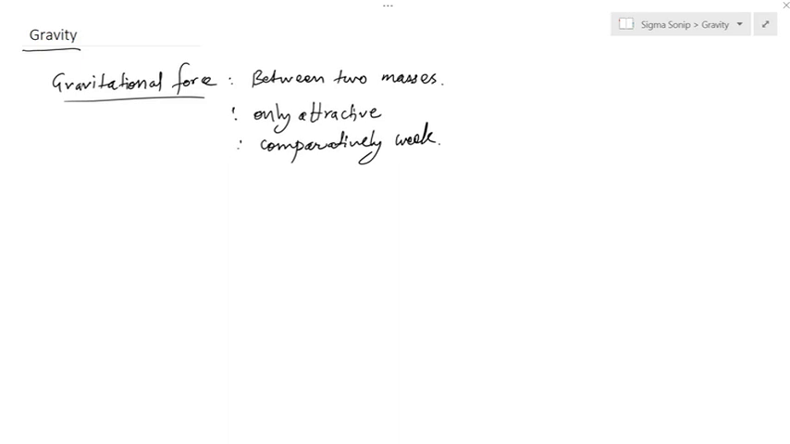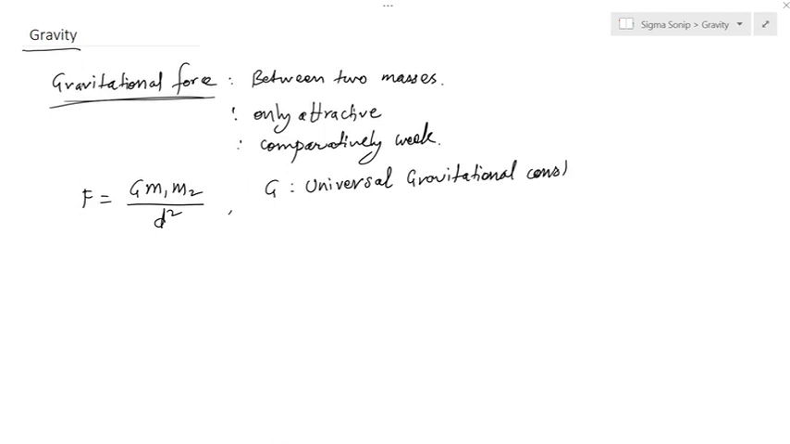Now we have a formula for gravitational force as well, and the formula is F equals G times M1 times M2 divided by D squared, where G is the universal gravitational constant, and it has a value of 6.67 times 10 to the power minus 11 Newton meter square per kilogram square.